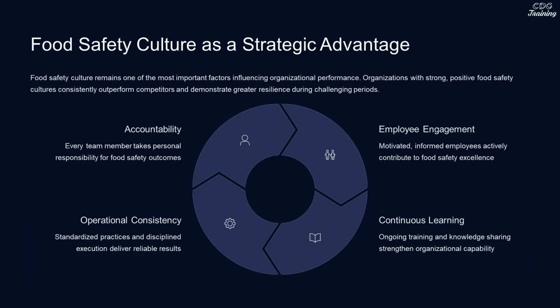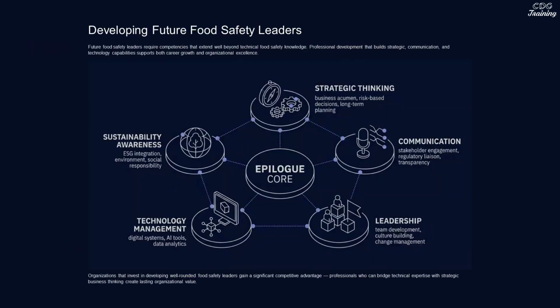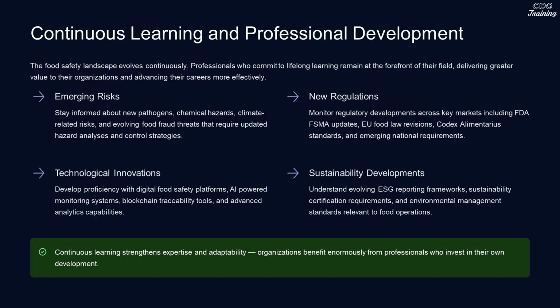A strong food safety culture is a strategic advantage, fostering accountability, engagement, consistency, and continuous learning. Developing future food safety leaders involves strategic thinking, communication, sustainability awareness, technology management, and leadership skills. Continuous learning and professional development are crucial for staying ahead in the evolving food safety landscape.